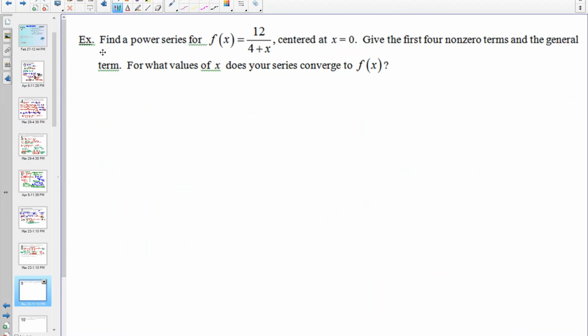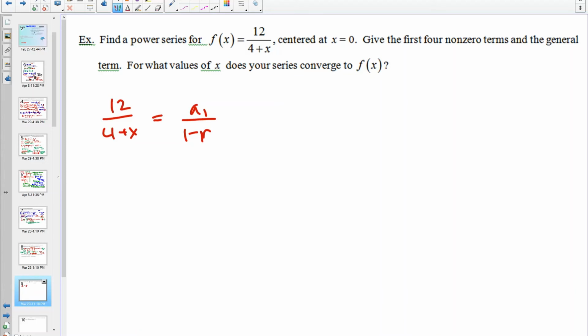All right, let's find a power series for 12 over 4 plus x centered at x equals 0. Now this one, we have to pay attention to the center here. The center must be x minus 0. You notice that this x doesn't have a minus 3 or something like that. That would be a different center. So this looks a lot like a1 over 1 minus r, or I'm hoping that it will.